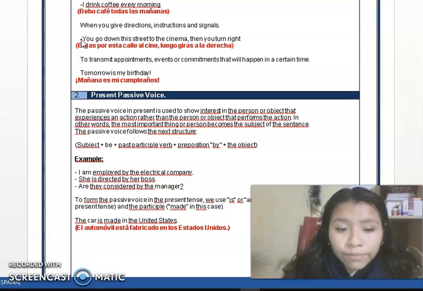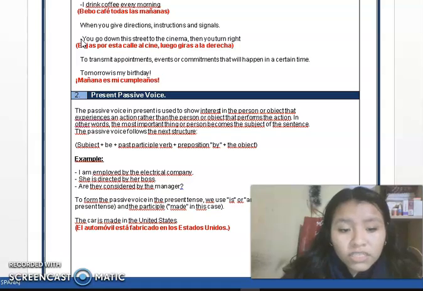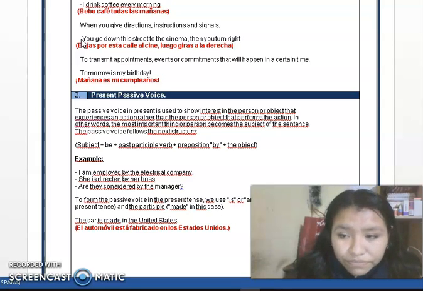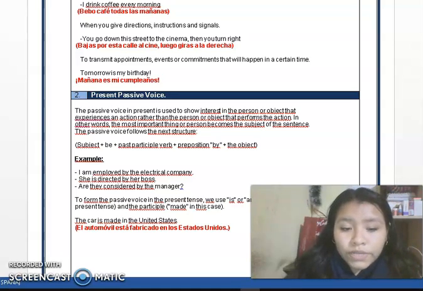Example: I am employed by the electrical company. She is directed by her boss. Are they considered by the manager? For the passive voice in the present tense we use is or are, forms of the verb to be in the present tense, and the past participle, made in this case. The car is made in the United States. El automóvil está fabricado en los Estados Unidos.